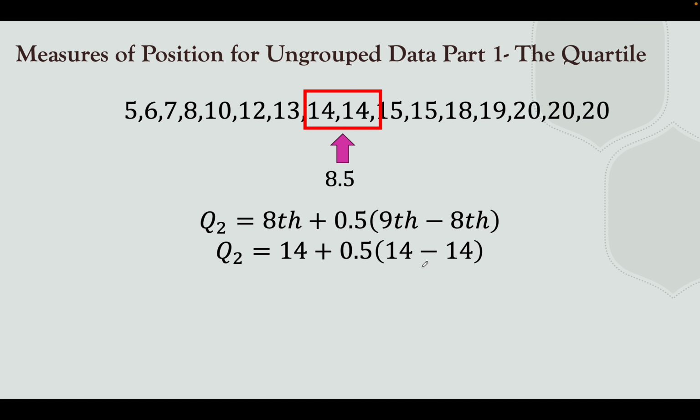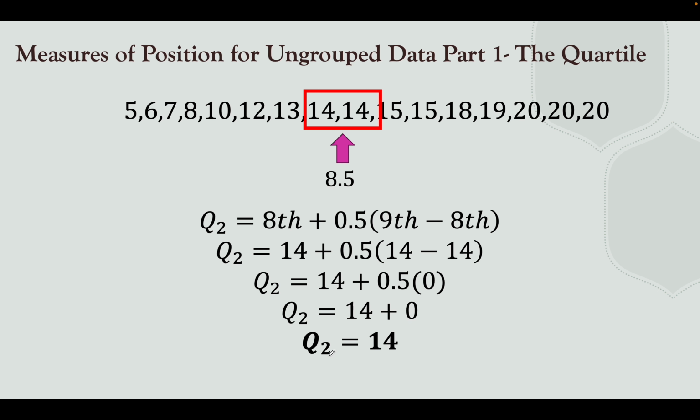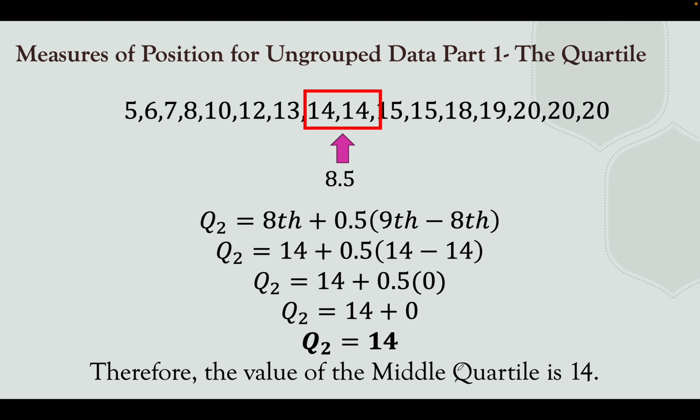The 9th is 14, so 14 minus 14 is 0. 0 times 0.5 is 0. So 14 plus 0, we have the middle quartile is 14. Okay?